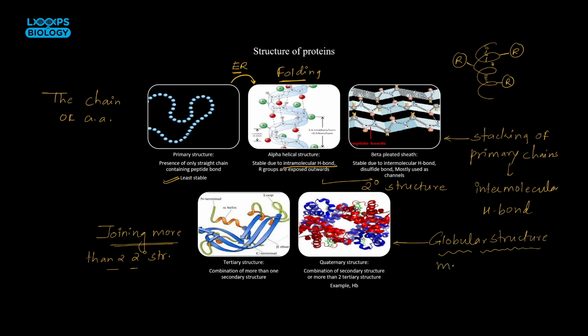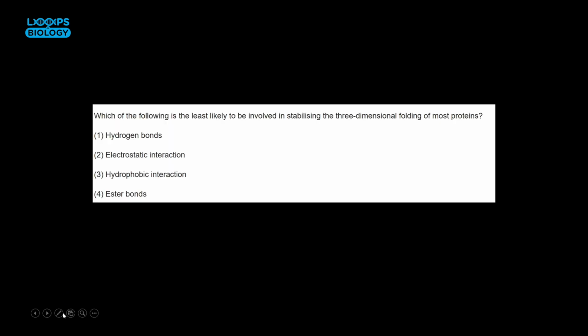So this is your most stable structure of protein, and hemoglobin belongs to this category, that is, the quaternary structure. Hemoglobin is comprised of 2 alpha and 2 beta chains. Alright, so there are 2 alpha chains and 2 beta chains which are joined together to form the quaternary structure of hemoglobin. So let's do some questions.